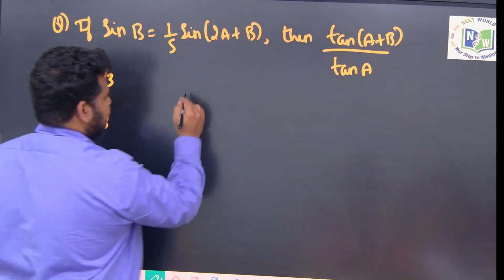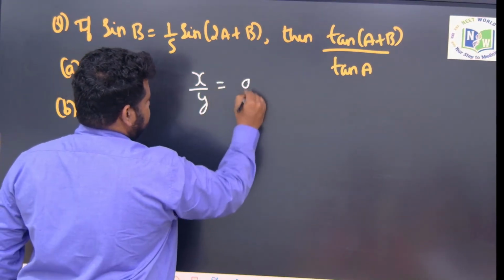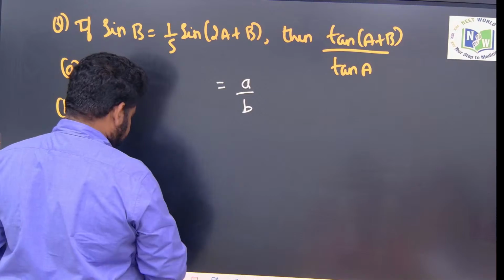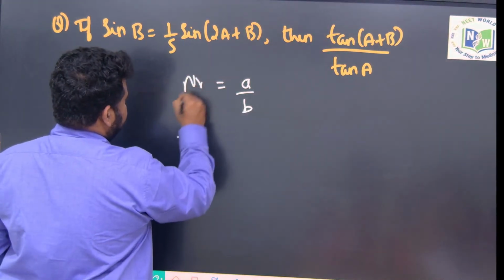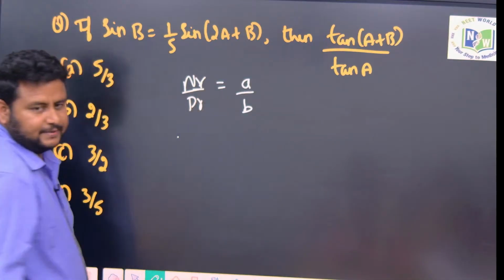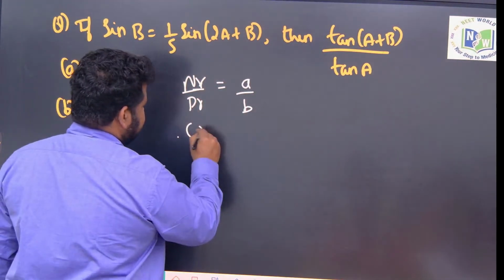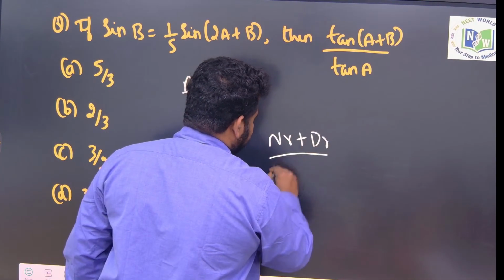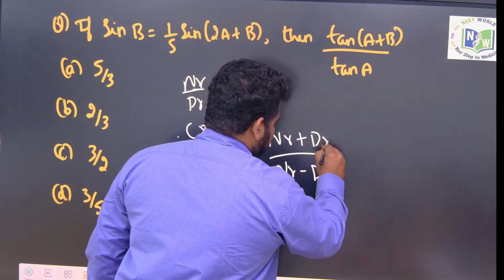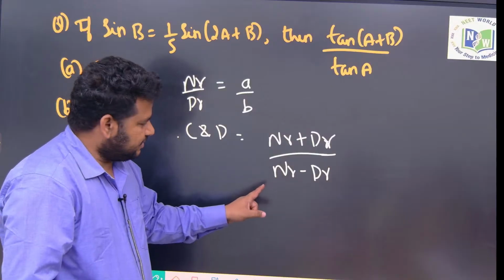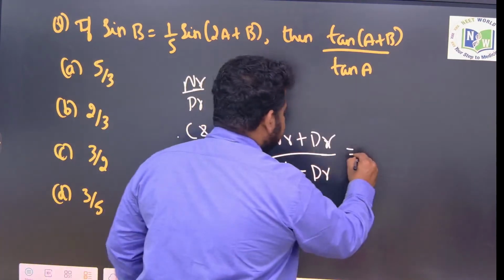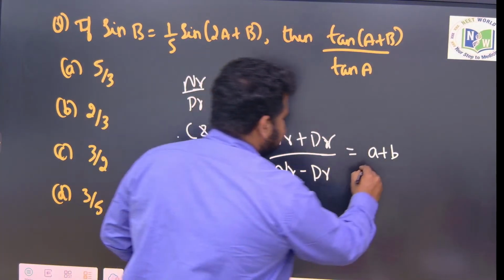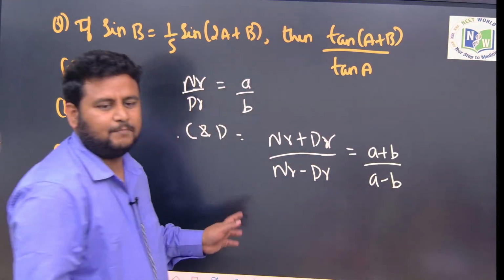Suppose we have x by y is equal to a by b, or let me write it as numerator by denominator, some fraction, is equal to a by b. Componendo and dividendo says to apply numerator plus denominator by numerator minus denominator. So numerator plus denominator is a plus b, and numerator minus denominator is a minus b. This is known as componendo and dividendo.